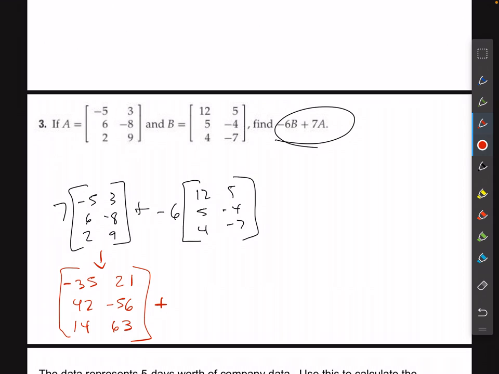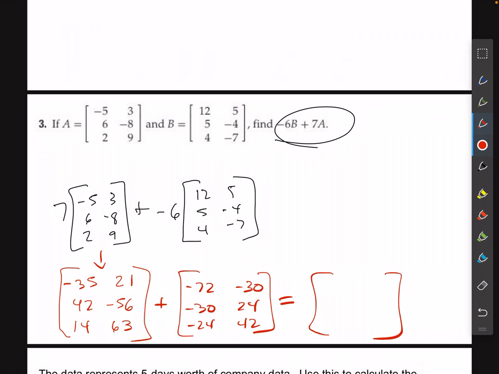And then I'm going to add that to, okay, negative 6 times 12 is going to be negative 72. Negative 6 times 5 is negative 30. And then I have negative 30 again. And then I have positive 24, negative 24, and then positive 42, because a negative times a negative is a positive, right? And they want us to add these together. So we're going to add them together.